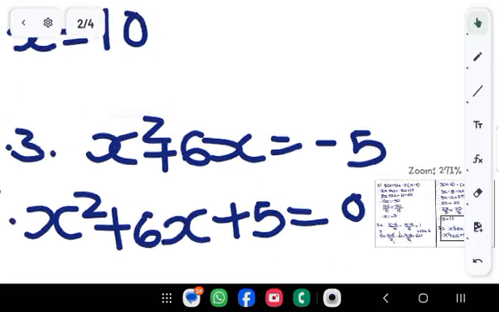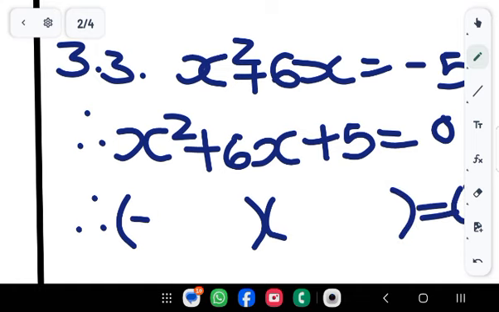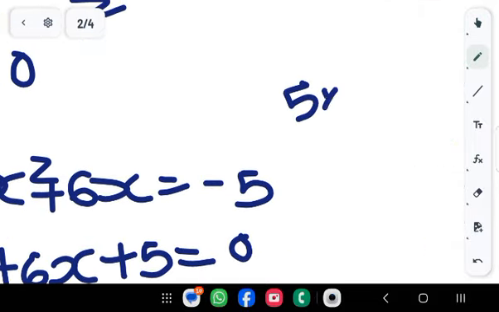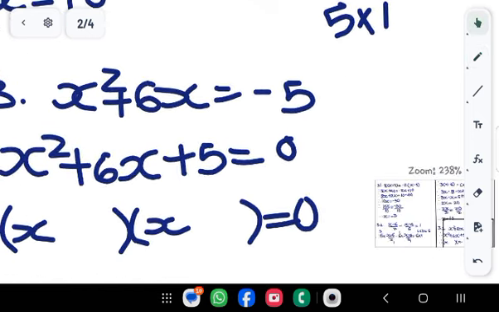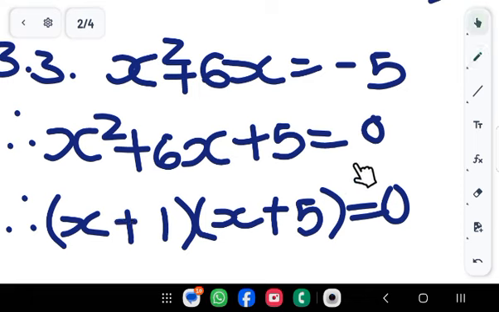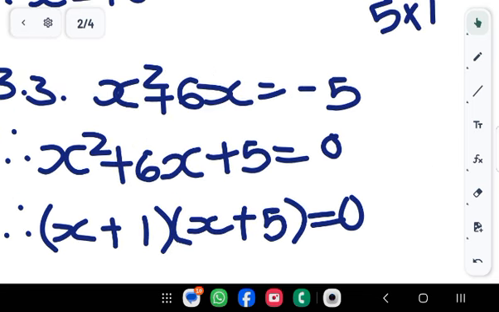Now we factorize the trinomial, therefore two sets of brackets equals 0, x in each bracket. Now we find the factor pairs of the last term. Factor pairs of 5 are 5 and 1. Now this will give us 6 if we add them together, so we'll have 5 in one bracket and 1 in the other bracket, and pluses because they're all pluses. So in order to add or multiply and get a plus, you will have pluses in each one of them.